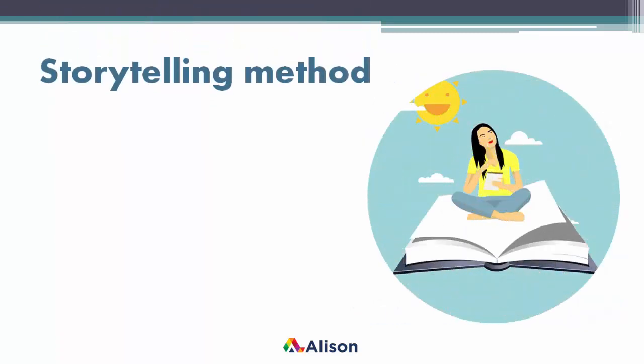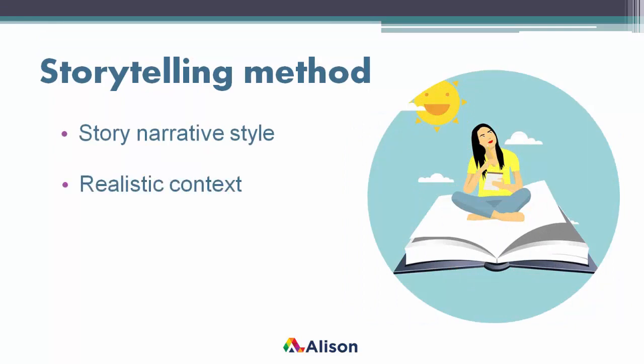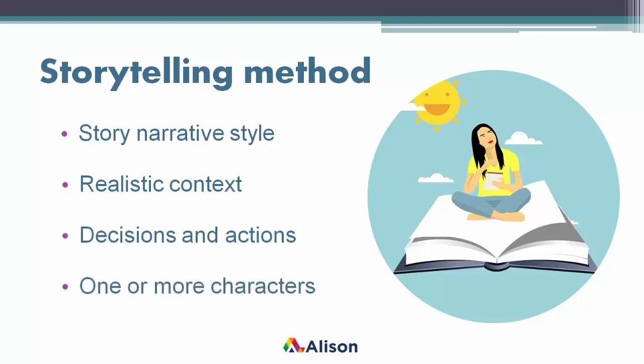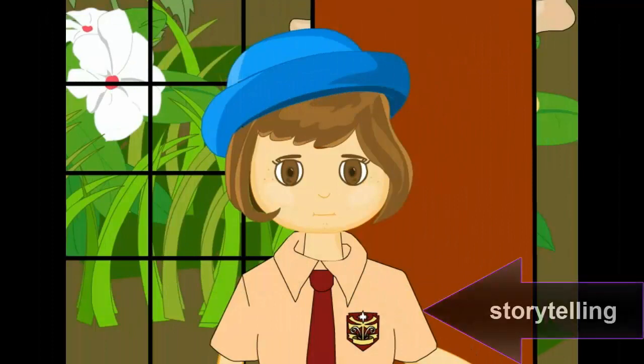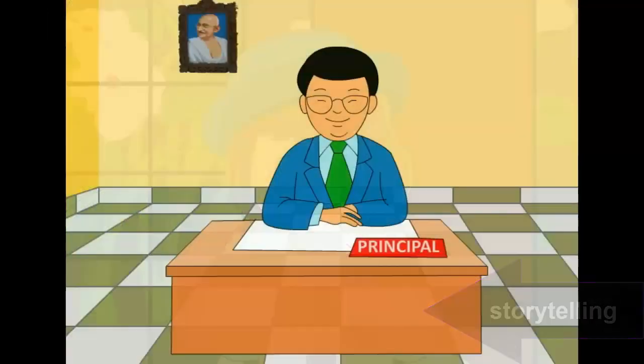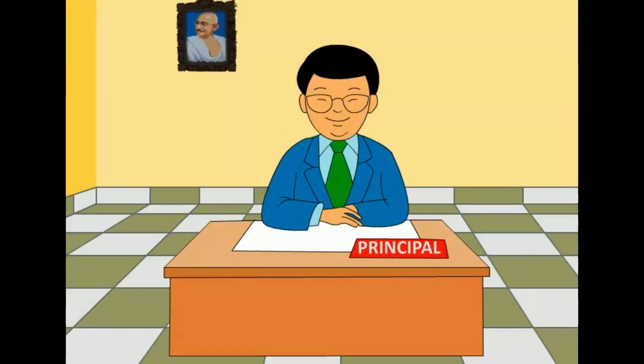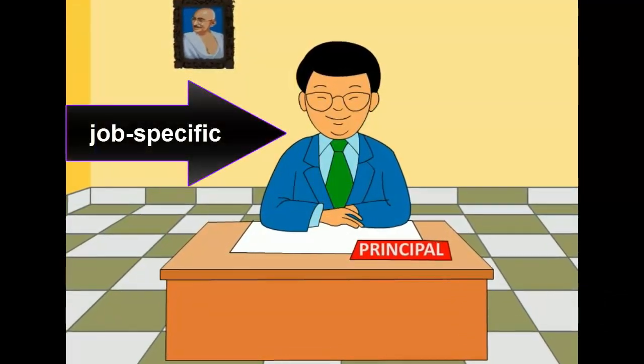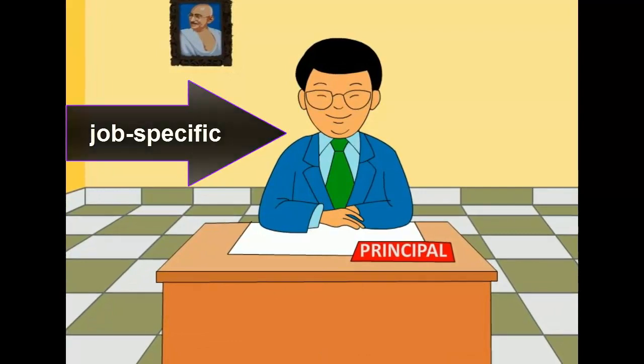Storytelling provides information through a story narrative style. This method places content in a realistic context, illustrating decisions and actions by one or more characters. The storytelling approach can use illustrations, pictures, and video sequences. It can be useful for providing job-specific knowledge and to describe complex processes where different characters perform different actions.